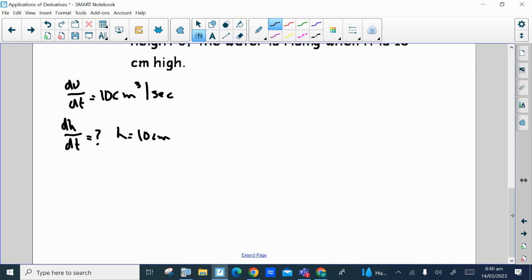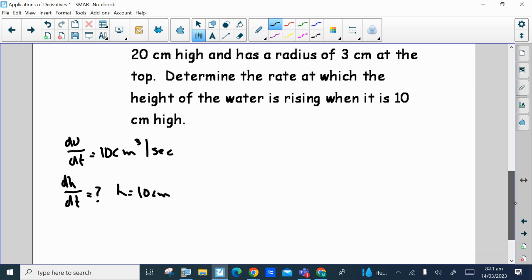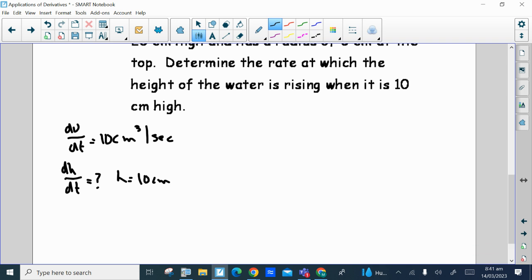So that is what we're given and what we're trying to find. So we need to have an expression, an equation that relates volume of a cone to its height. And the formula for volume of a cone is volume equals 1/3 pi r squared h.